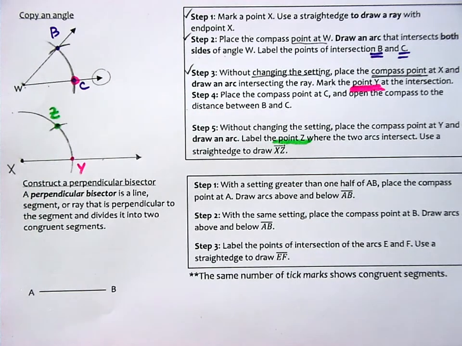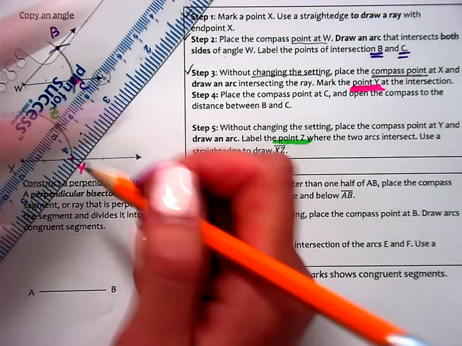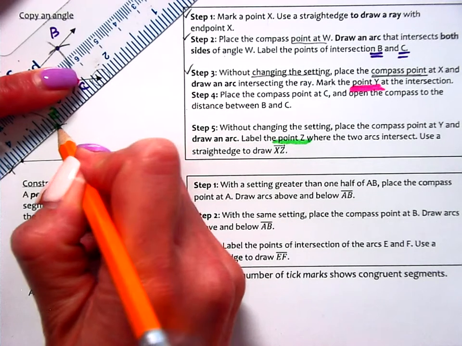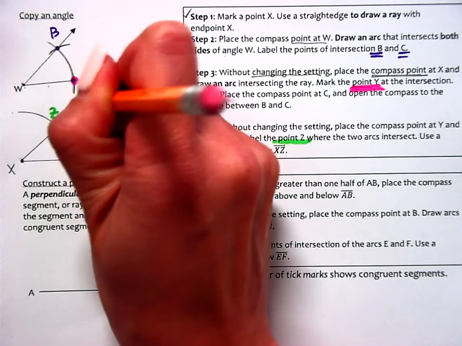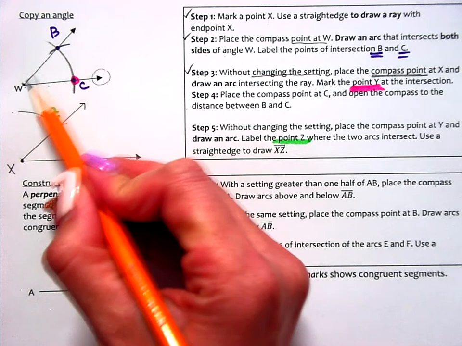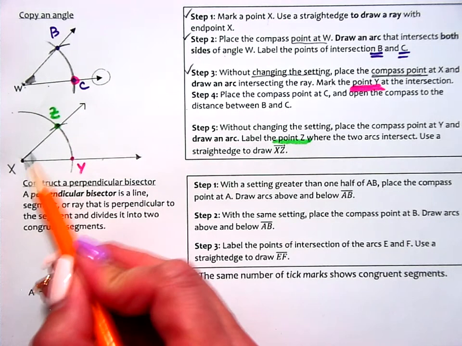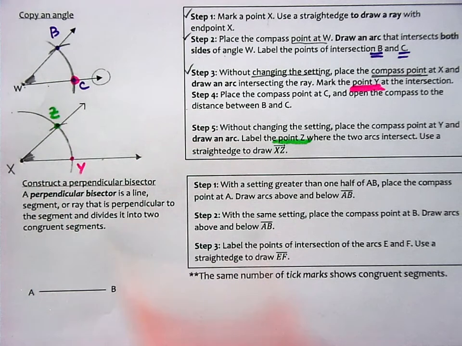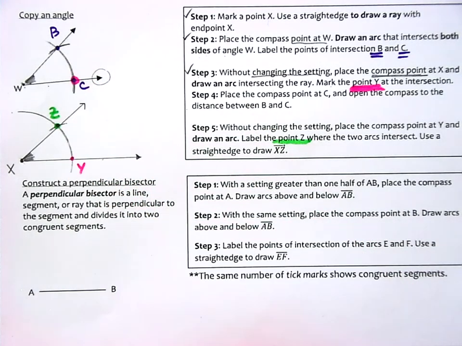And now by connecting Z and X, we're going to create the side of the angle. And now these two angles are equal in measure. We just literally copied angle W over here.